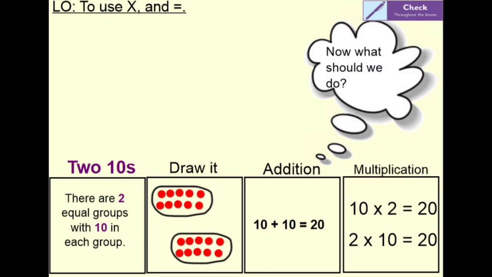Here's your check, Year 2. How did you get on? We had 10 add 10 equals 20. 10 times 2 equals 20. 2 times 10 equals 20. And there are 2 equal groups with 10 in each group. Well done, Year 2. You're doing a great job.